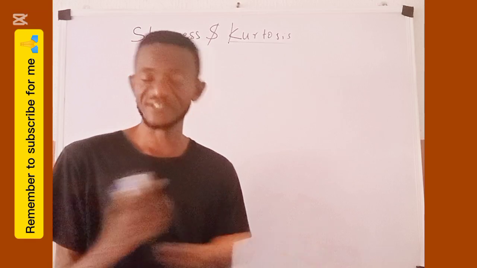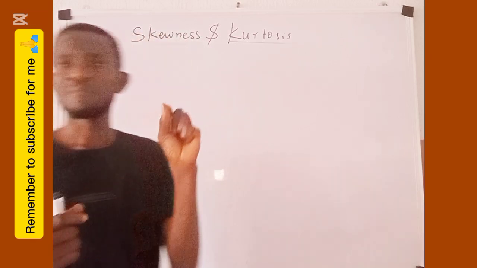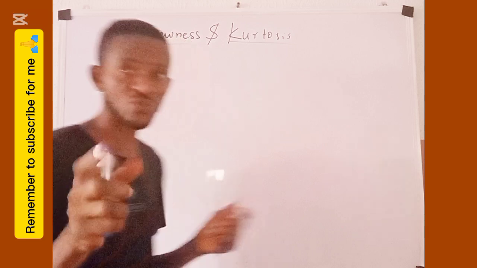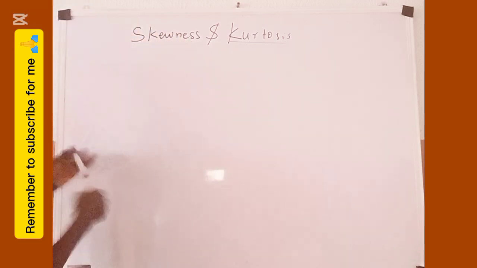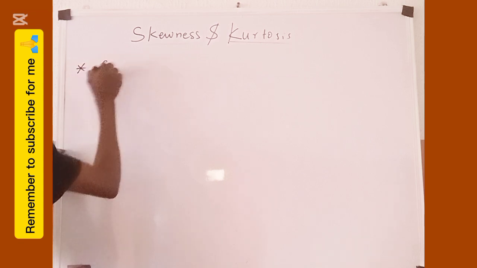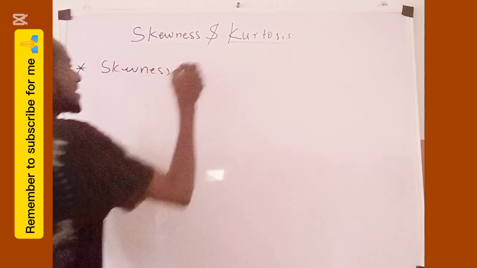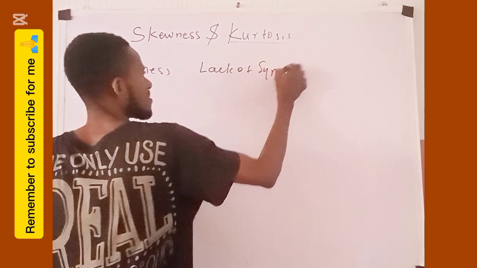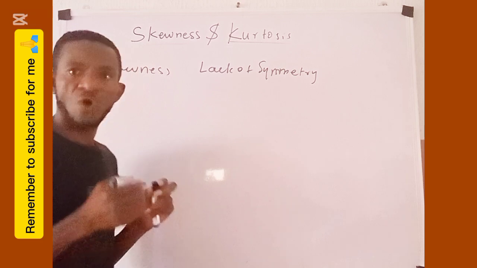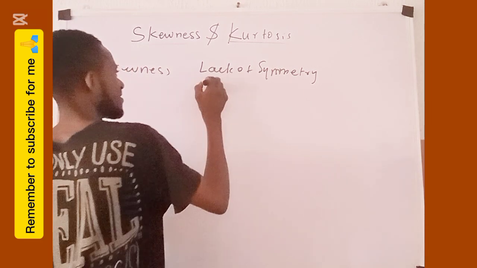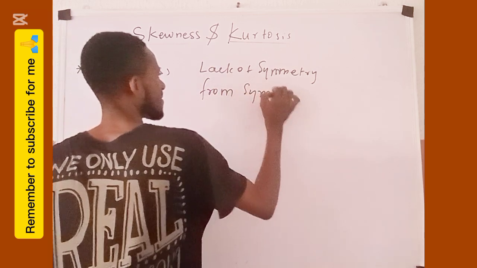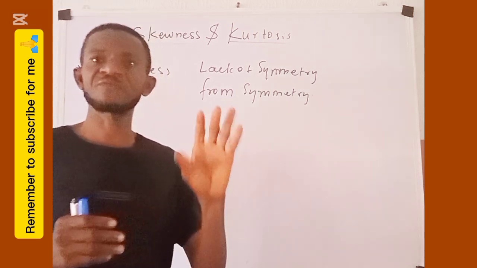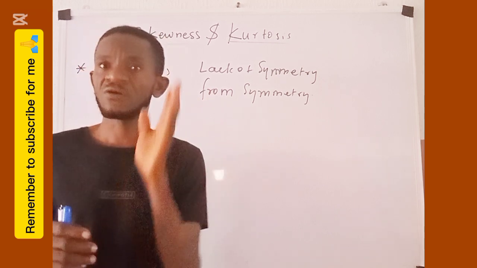What is skewness? Of course, skewness measures what we call lack of symmetry or the extent of departure from symmetry. That is what skewness does. I write, I say skewness. We are beginning with skewness. It measures lack of symmetry, or the extent of departure from symmetry. That is exactly what skewness does.